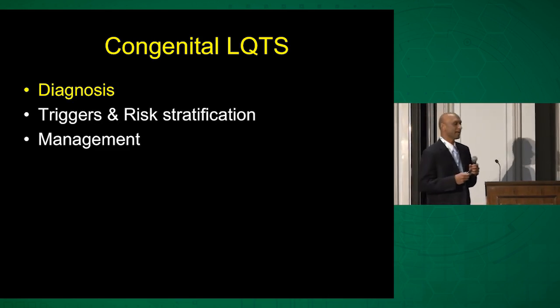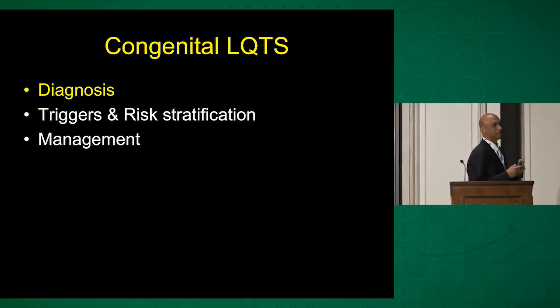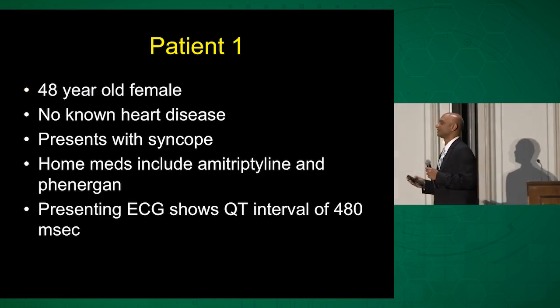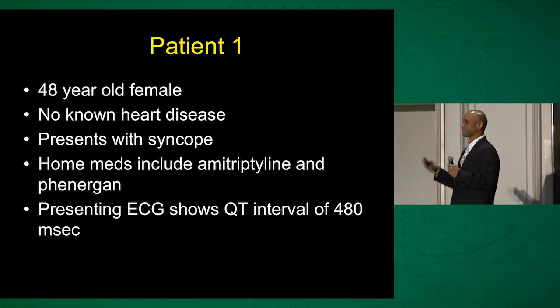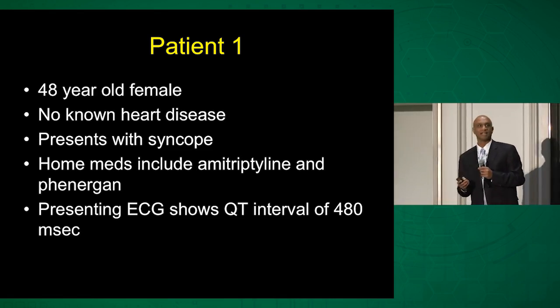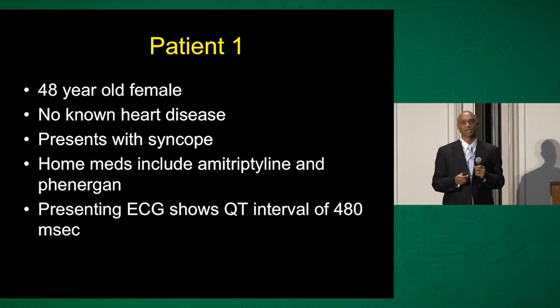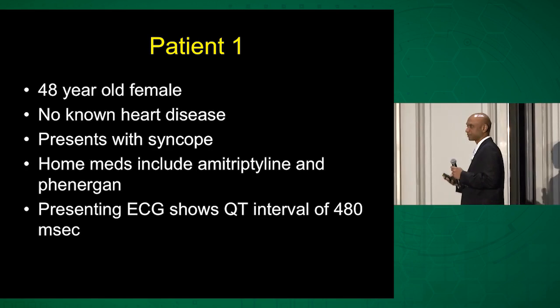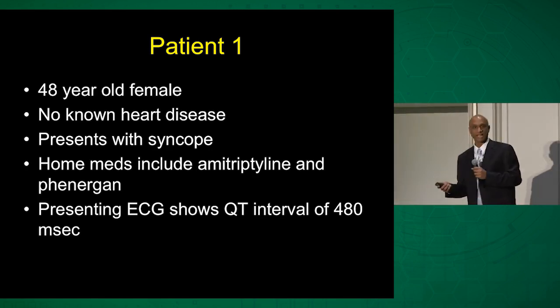So when we talk about diagnosis, let's consider two different scenarios. On one hand, we have a patient, a 48-year-old female, with no known heart disease who presents with syncope, probably taking amitriptyline and Phenergan, and her presenting ECG shows a QT interval of 480 milliseconds, which we can all say is prolonged. Does she have long QT syndrome?